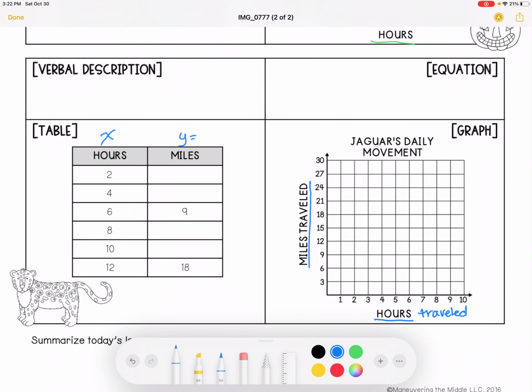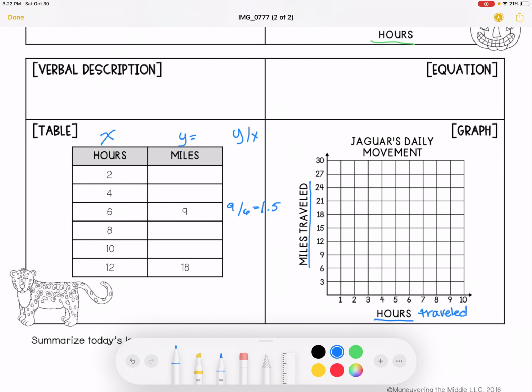Okay, so in our chart over here, we can see that we have 2 filled in. So if he goes 6 hours, he has traveled 9 miles. If he goes 12 hours, he has traveled 18 miles. So first I need to find what is k. So I need to do y divided by x, or 9 divided by 6, which equals 1.5.